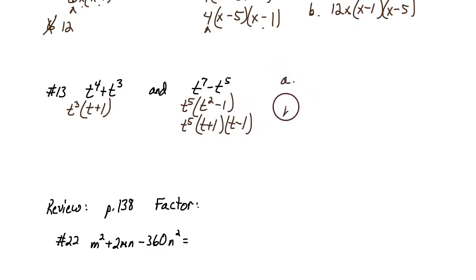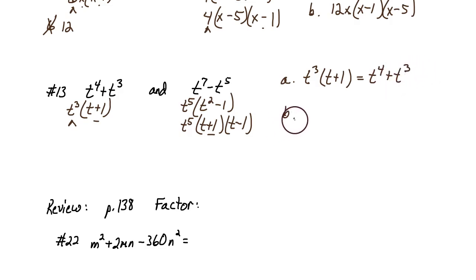Now let's do question A and question B. The greatest common factor. What is the greatest amount of t's that will divide into t to the third? It's t to the third. There's enough t's to divide by t to the third. Does this one have enough t's to divide by t to the third? Yes, it does. So our GCF has t to the third. Now, is t plus 1 a common factor? Yes, it is. So write down t plus 1.